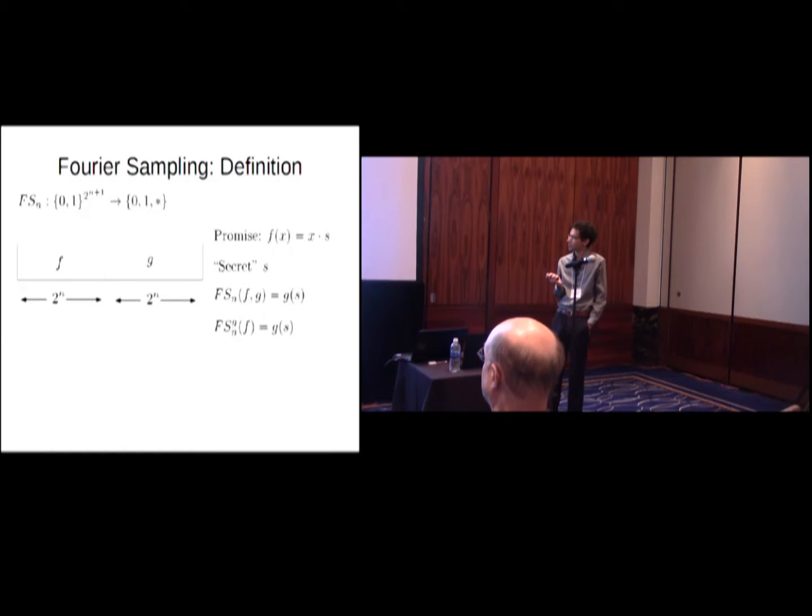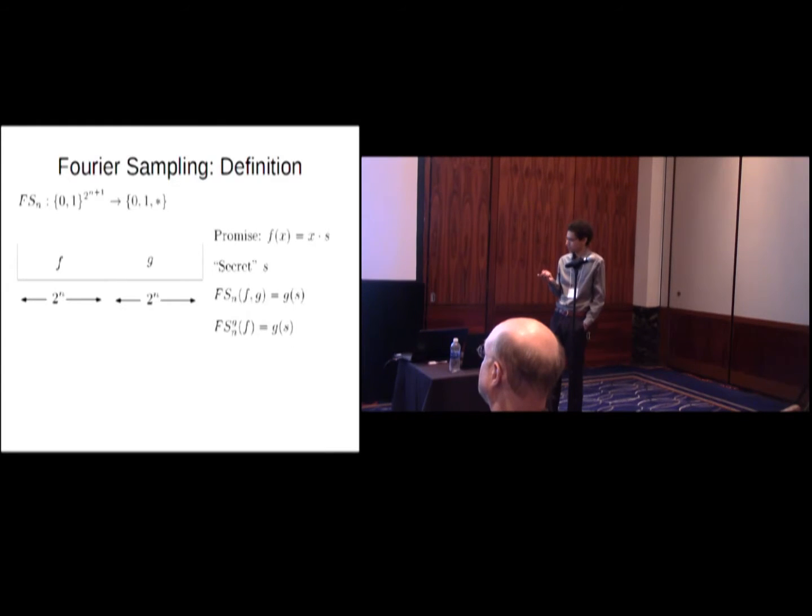The Fourier sampling problem is simply, given an f that satisfies the promise and a g that is arbitrary, output g of s. A similar variant, which is also of interest, is when we consider g being fixed. And in this case, the Fourier sampling problem is simply, given a 2^n bit long f, which satisfies the promise, output g of s for that fixed g.